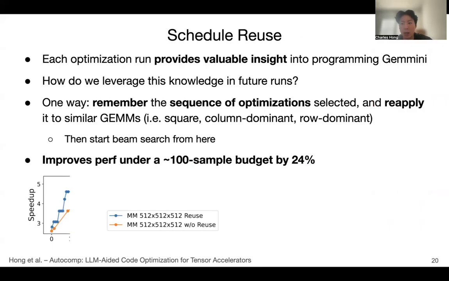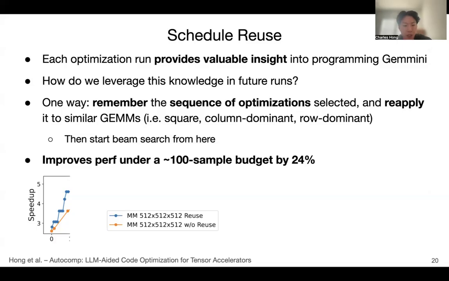So what we found was that we were running tons of these different optimization runs, and we felt like we were gaining a lot of valuable information, but we weren't reusing it. So we wanted to look into how we could actually use it. And one way was to remember the sequence of optimizations that was selected and reapply it to similar shape matrix multiplications, and then start the full beam search process from there.